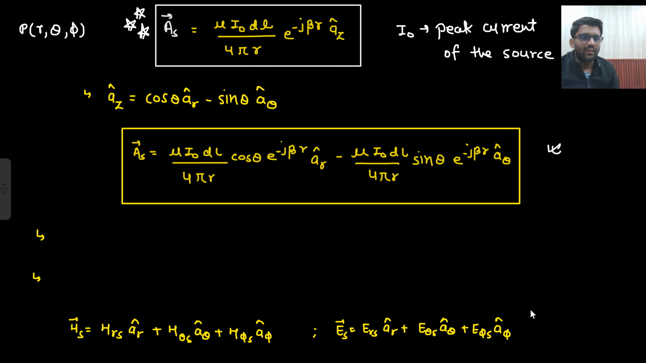Now what do I need? I need the expression of HS. So what I need to do? Curl of A divided by mu is equal to HS. So you will calculate the curl now. You will do it on your own if you want to calculate the curl.